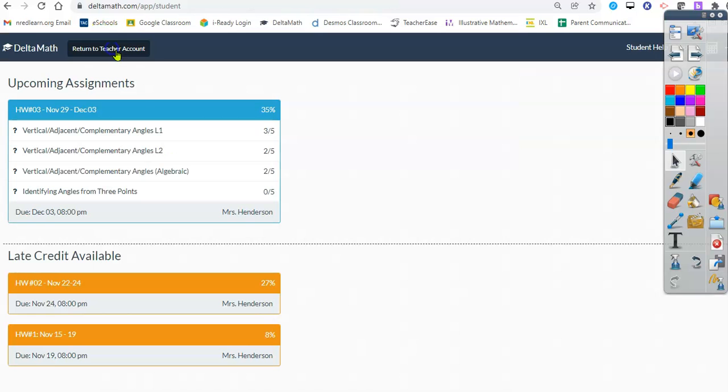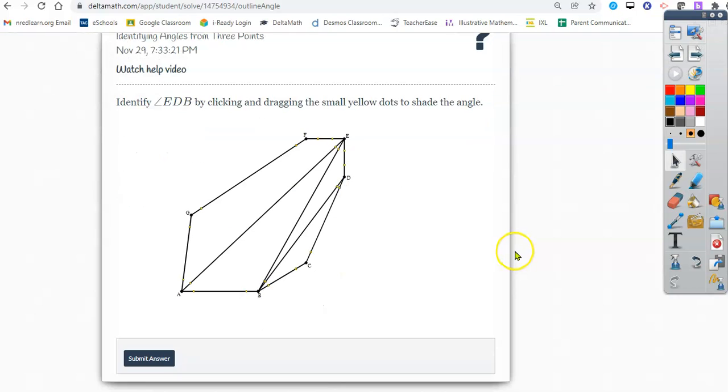All right, let's take a look at the last section, identifying angles from 3 points. So for this one, you have to click EDB. But really what they want you to do is trace the angle by following the small yellow dots. So if I start at E, and I move to D, and I trace to B, that's this angle right here. Again, I move from E to D, and D to B. So that's this angle right here.